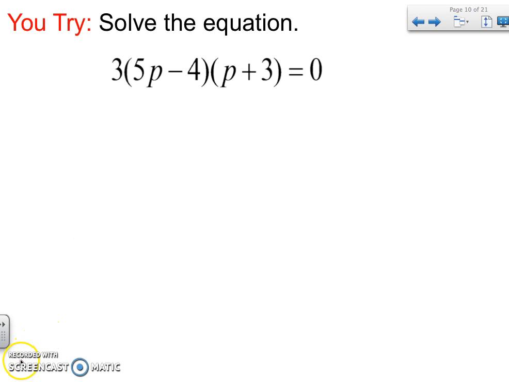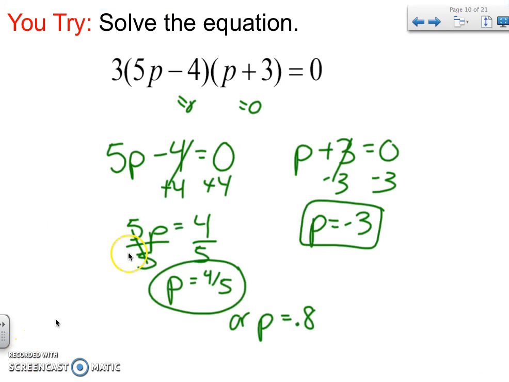Okay, so the first thing I did was set this first parenthesis equal to 0, and I got 5p equals 4. Divided by 5, and I got 4/5. You could also make the decimal 0.8. So that's one solution. Again, p plus 3. You remember a shortcut from graphing factored form is to just change the signs, and that is totally true in this case. Or you could say subtract 3 from both sides to get p equals -3. Okay, so those are the 2 solutions to that one.